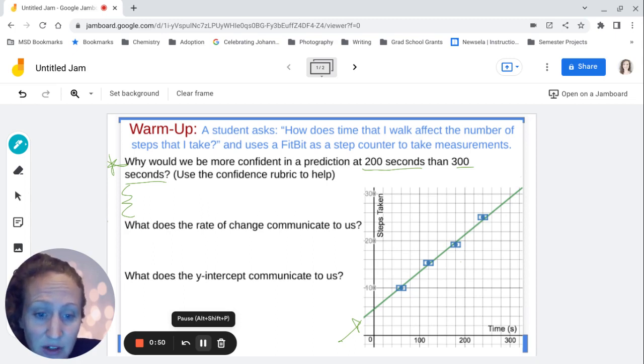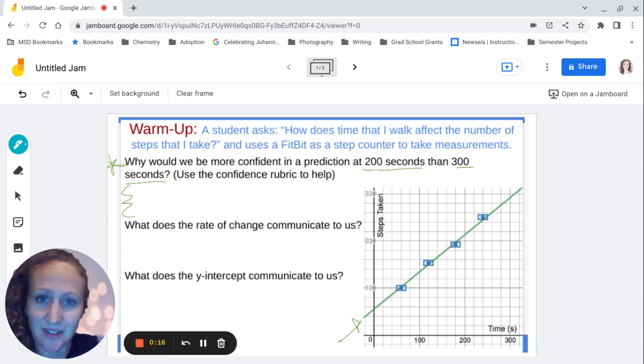When time is 0, are we at 0 steps? Or when time is 0, do we already have steps taken? And what does that mean? What would that look like if you were on your walk? What would that look like if you were counting steps on your Fitbit? So go ahead and try to write down a sentence for that. What does that mean if your time is at 0 and your watch has recorded 50 steps? Write that here at the bottom and you are done. Good job, you guys.